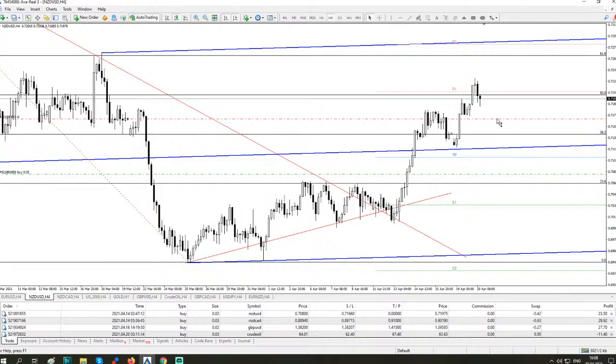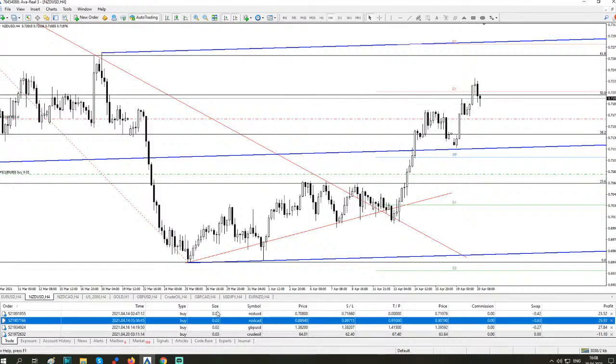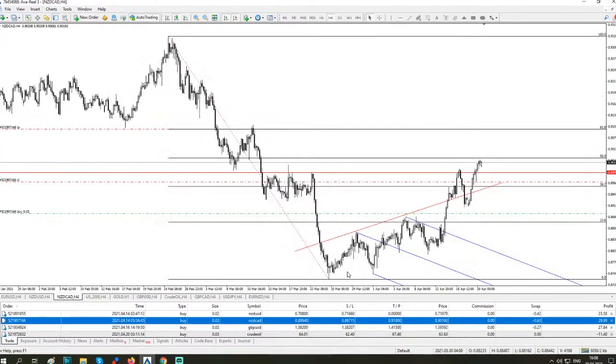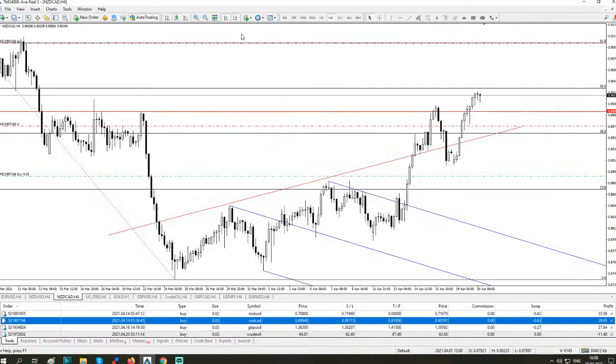So we placed today here our stop loss right below this former low, locking in 86 pips in profit. Okay, and personally I still believe that it could continue higher. And let's continue with the New Zealand dollar versus the Canadian dollar. So we have a long position as well.